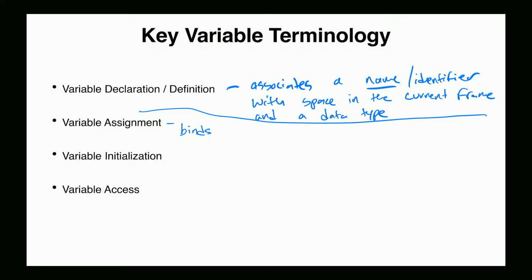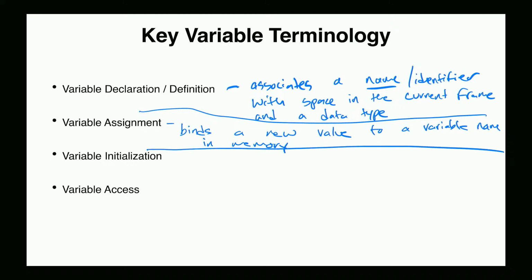binds a new value to a variable name in memory. And binds could be thought of as assignment, but because it's called assignment, I'm just going to leave it as such. You could also think of this as associates. It's effectively saying, hey, whenever you refer to this variable name from here on out, or from this point forward, this is going to be its new value, right?